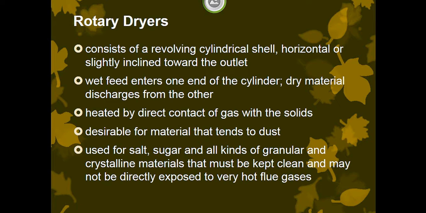This is totally different from the drum dryer. Because in the drum dryer, your feed is introduced on the surface of the drum and it clings on the drum, and in the process, its moisture content is being withdrawn. In this case, class, though you have a cylindrical drum also, your feed is introduced at one end and is discharged by gravity to the other end if your rotary dryer is inclined. So your product is going to be withdrawn by the process of gravity.